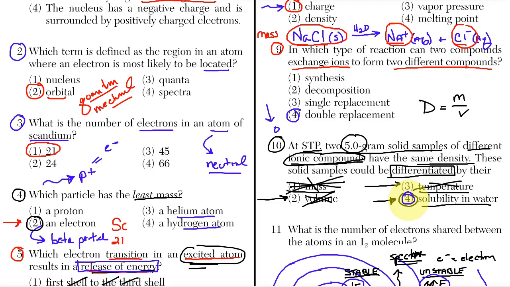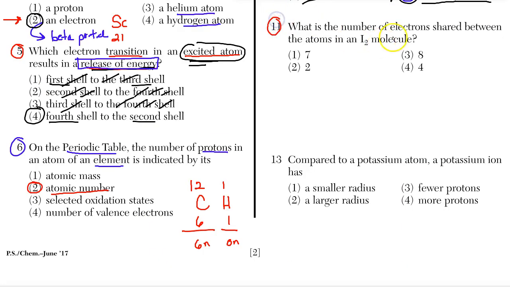Okay, so moving on to number 11. What is the number of electrons shared between the atoms of an I2 molecule? So let's do a Lewis dot diagram. So iodine, and we should know it's in group 17. And if you do not know that, you go to the reference table. It's a halogen, and its last shell has 7, so it has 7 valence electrons. So we write that 1, 2, 3, 4, 5, 6, 7.